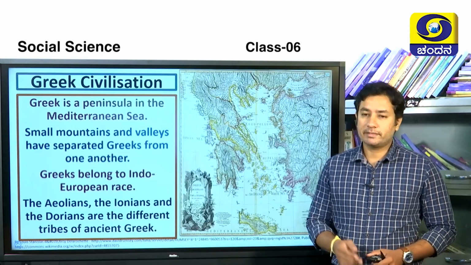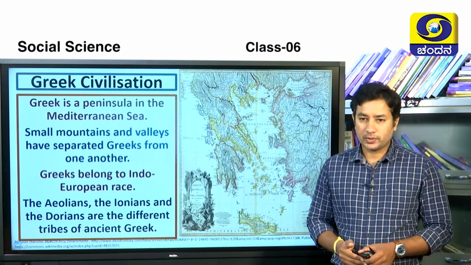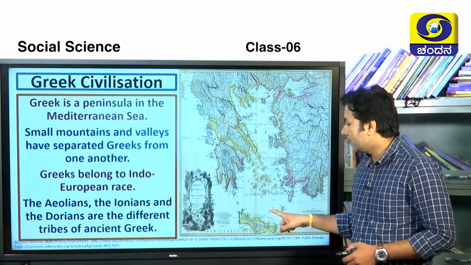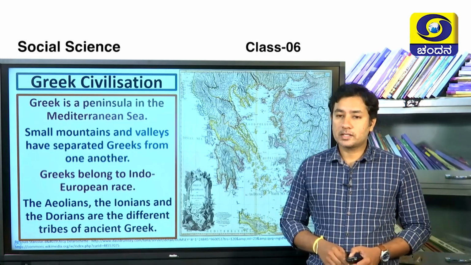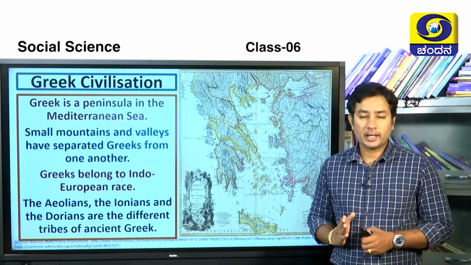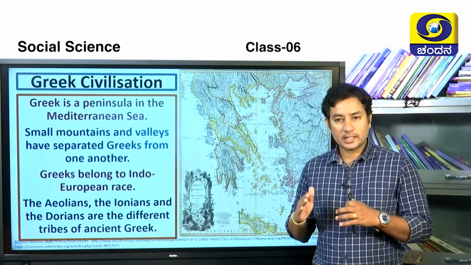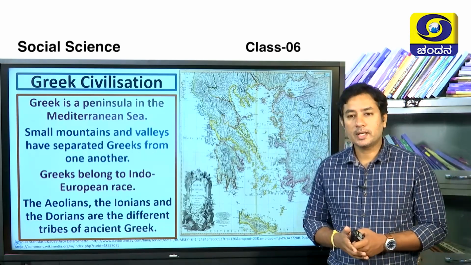Among all the ancient civilizations we are going to learn today, the Greek civilization stands first. The Mediterranean Sea is here. So this is a peninsula. A peninsula is one part of the earth that is attached to the continent, while all the other parts are surrounded by water.